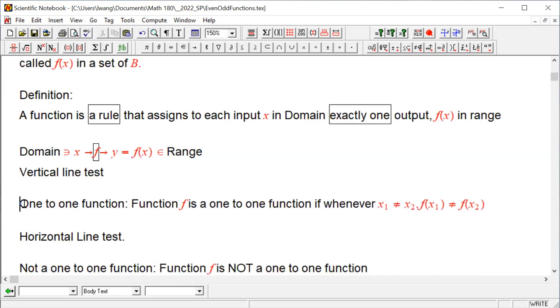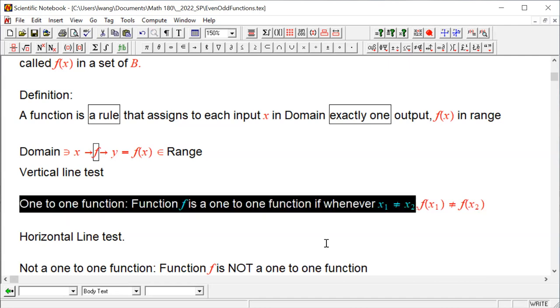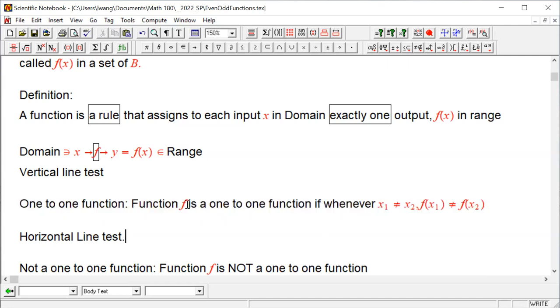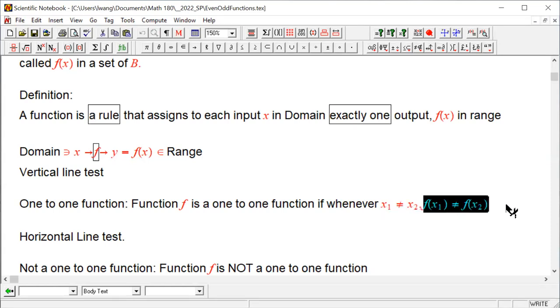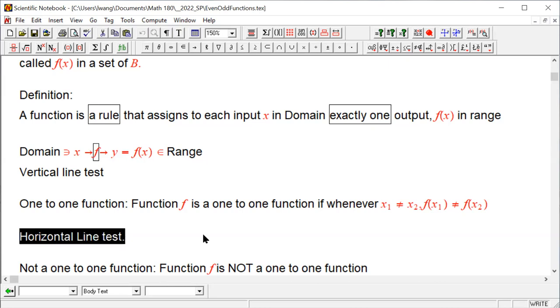And then we talked about the one-to-one function definition. If we have a function, what makes it one-to-one? We have this definition in addition to the function requirement: whenever the inputs are different, their respective outputs are different as well. So this is the requirement for being a one-to-one function. And then of course we have the horizontal line test.